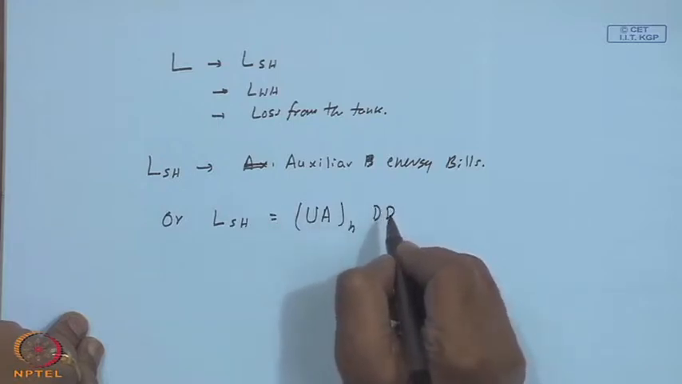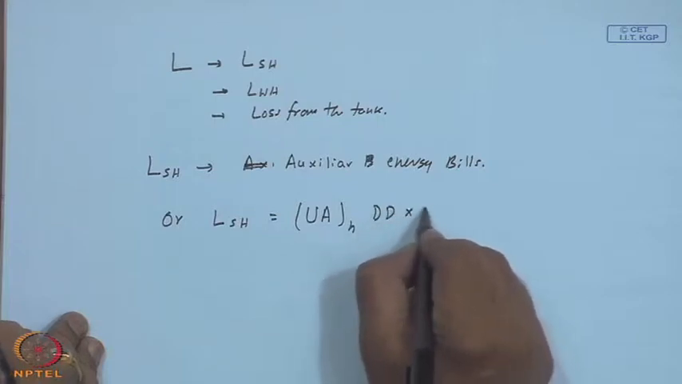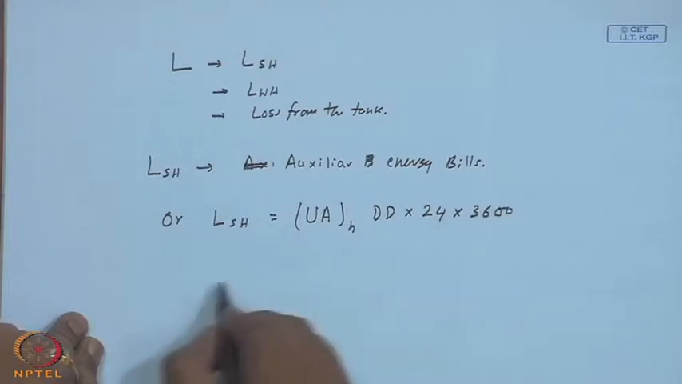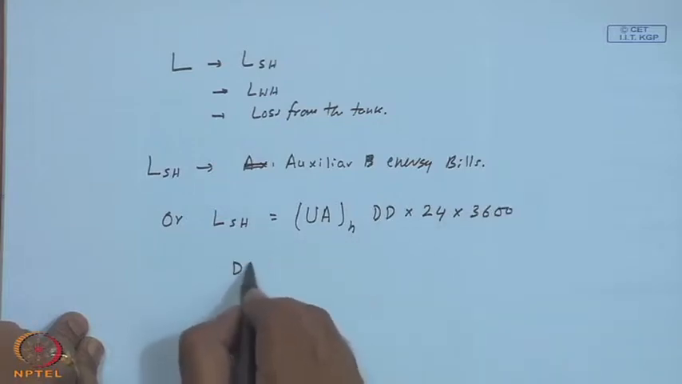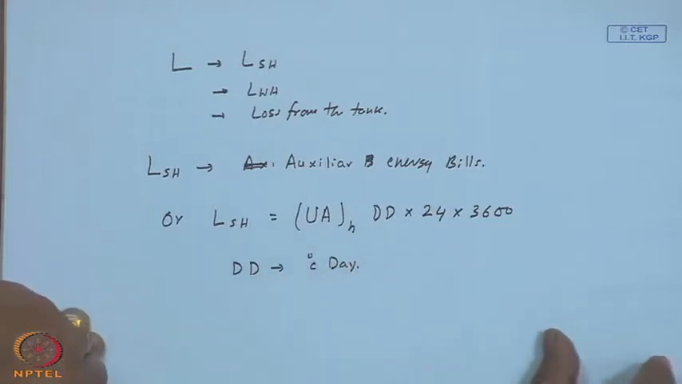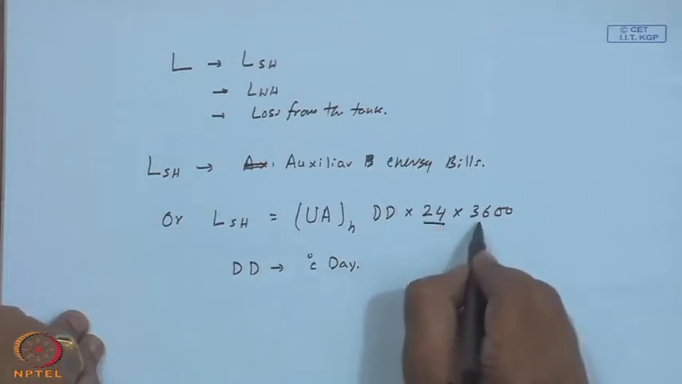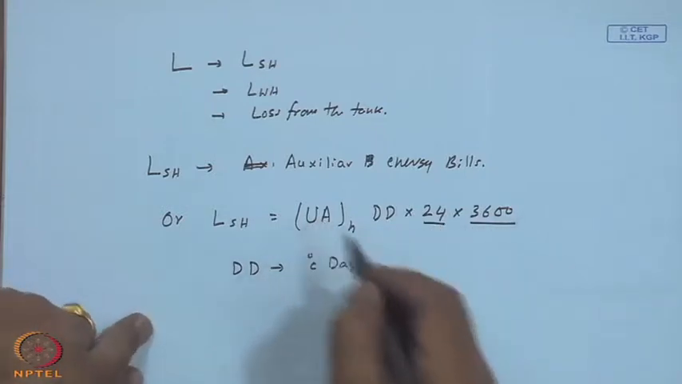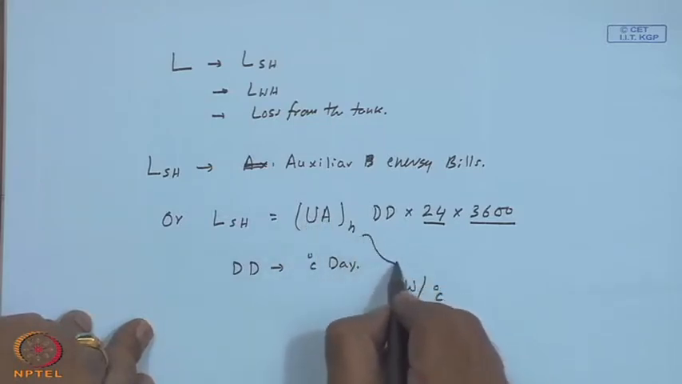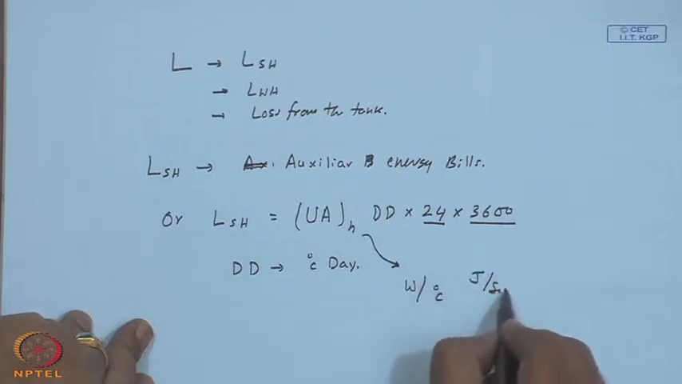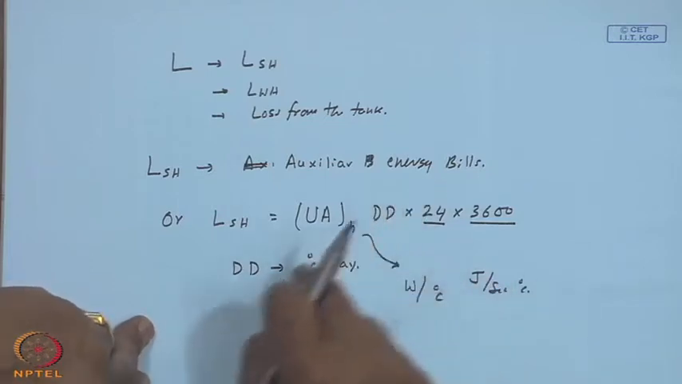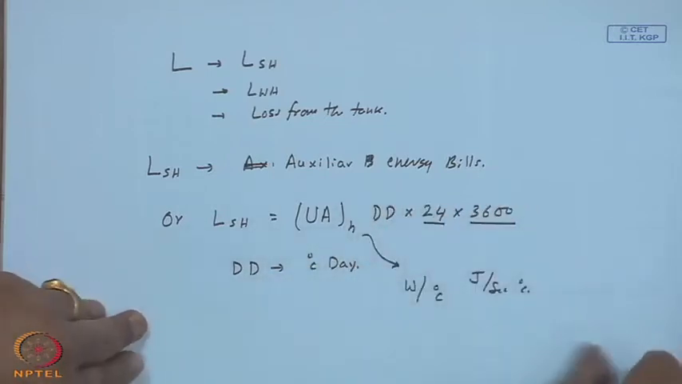DD is the degree days, not an official designation. So, this DD is degree C day. I will explain to you. This is to make it hours, this is to make it seconds, because this UAH is watts per degree C, right. So, that is joule per second degree C. Multiplied by second, that makes it joules per degree C. So, this is degree C day, day is converted into seconds.